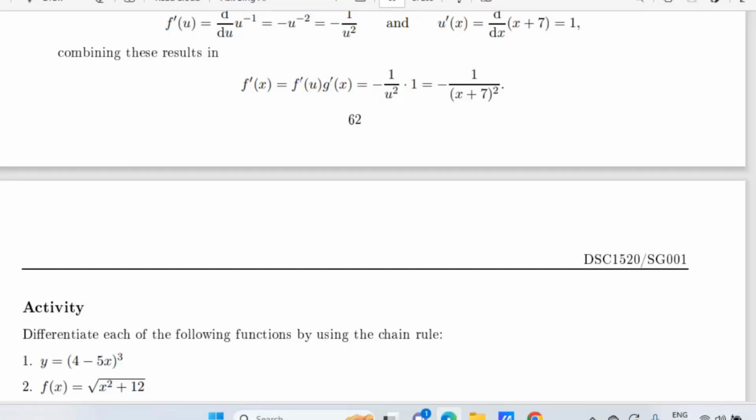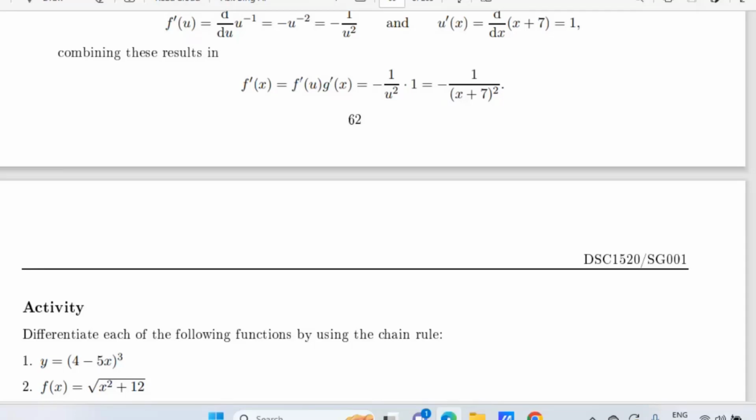This is what we do. This is what we are given. We are given f of x. And also, please stop me where you don't understand, okay? Yes. We have got f of x, which is equal to the square root of x squared plus 12.